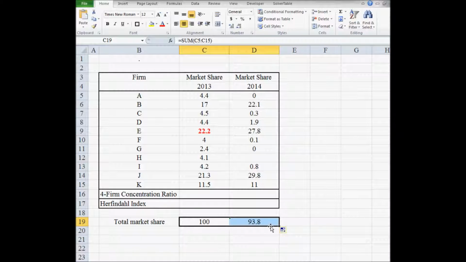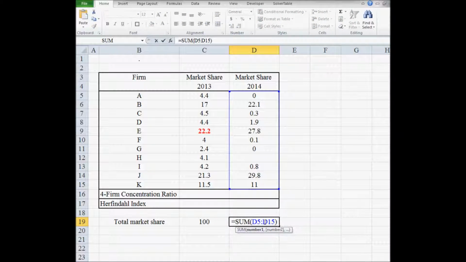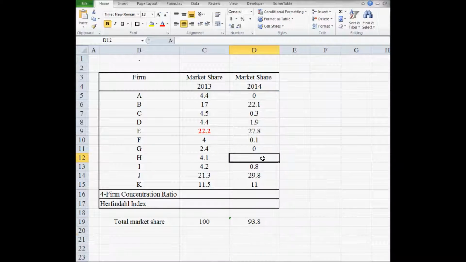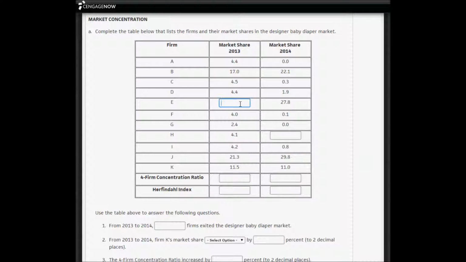In 2014, the total is only 93.8. So this value here must be 100 minus 93.8. And when I hit enter here, I should get 100 down there. So I'm going to copy these two missing values back into Cengage Now one at a time.